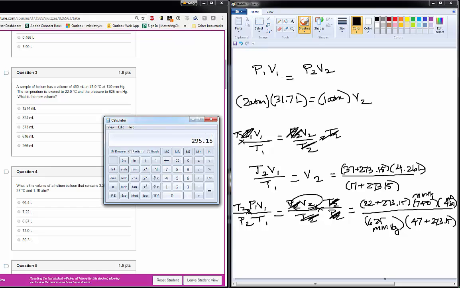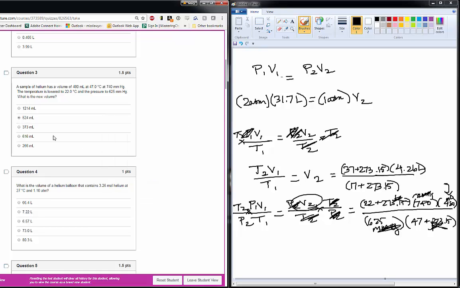Multiply that by 740, multiply that by 480, divide that by 625, divide that by 47 plus 273.15, and I get a new volume of 524 milliliters. Note here, millimeters of mercury cancel. Those are both going to be in Kelvin. So Kelvins cancel. So the milliliters is what remains behind right there.